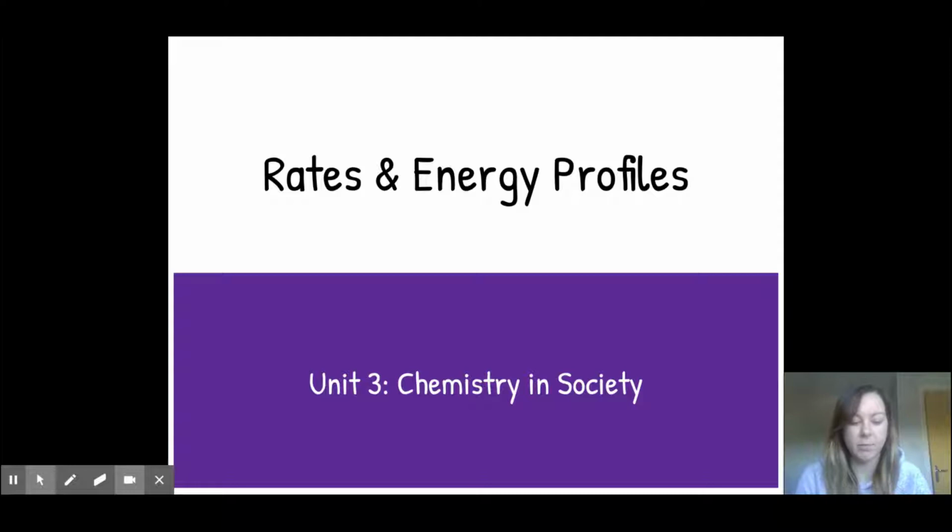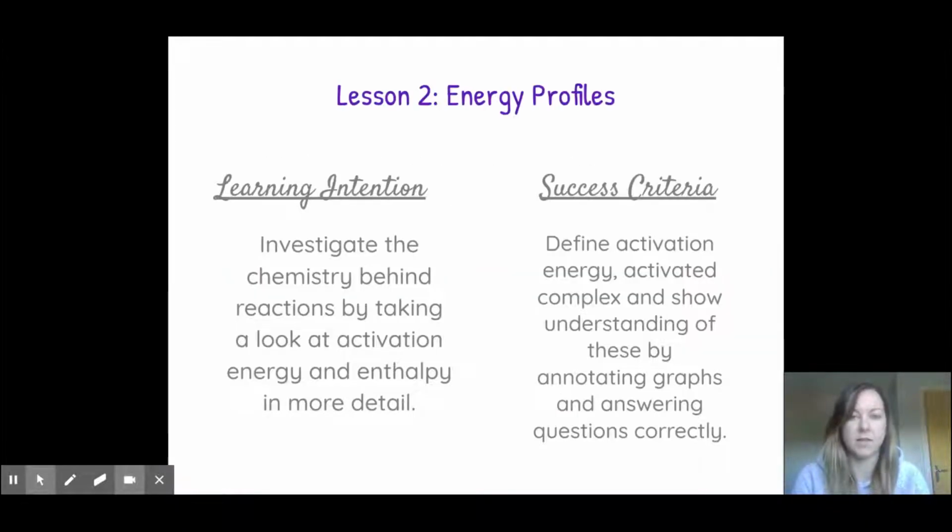This is the second part of the rates and energy profiles lessons. Last week we had a wee look at controlling the rates, which was mainly National 5 division. This is where we're really going to get into the Higher part of this subtopic. This is, of course, a subtopic of Unit 3, which is Chemistry and Society.